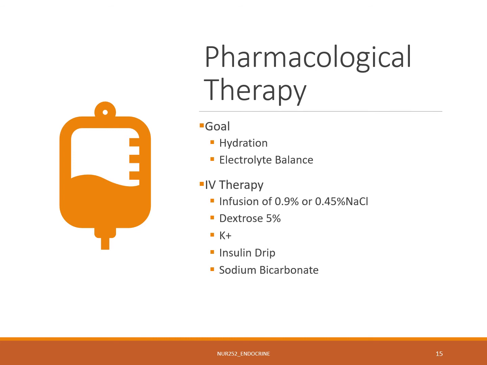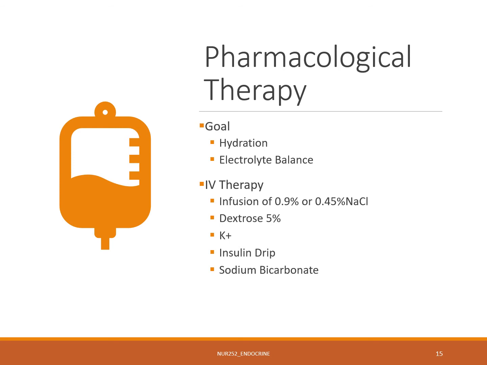Infusion is given at 1 liter per hour until blood pressure is stabilized and output is 30 to 60 milliliters an hour. Once blood glucose reaches 250, D5 is added to prevent hypoglycemia. So 5% dextrose is added once the blood sugar reaches 250 to prevent hypoglycemia.